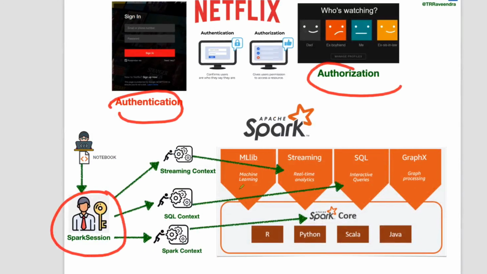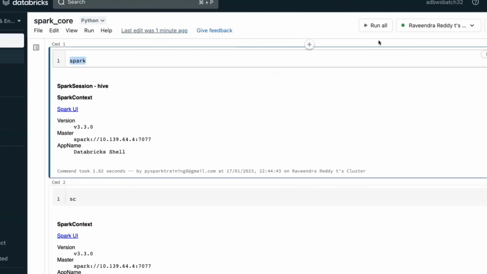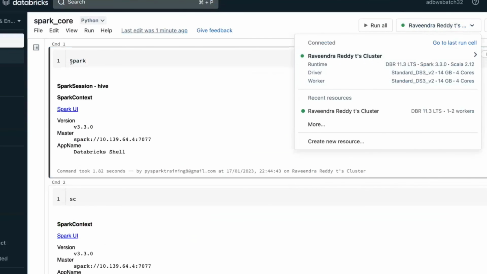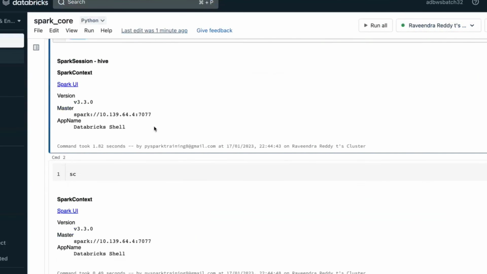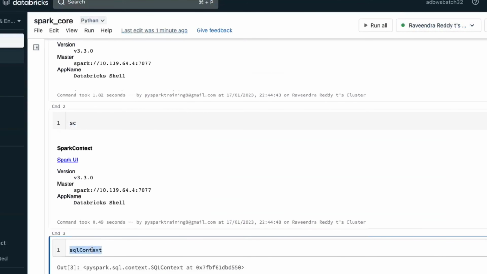It works mainly on submitting code and converting it into a backend process. When it comes to SQL, the entire internal process that the SQL context takes care of, the same Spark session can also take care of. Similarly for SQL context, Spark context or Hive context. So Spark session has all privileges plus authentication. Whenever you assign a cluster to the notebook, the backend Spark session is available in a variable called Spark, Spark context in a variable called SC, and SQL context in a variable called SQL context.